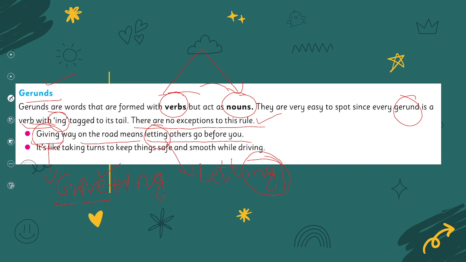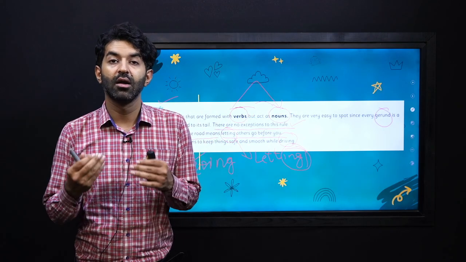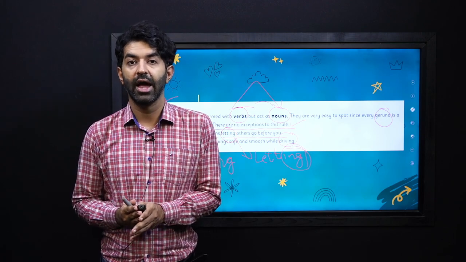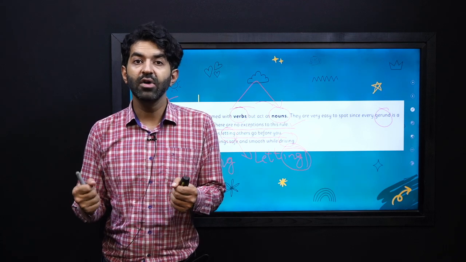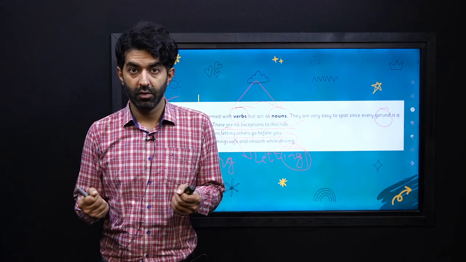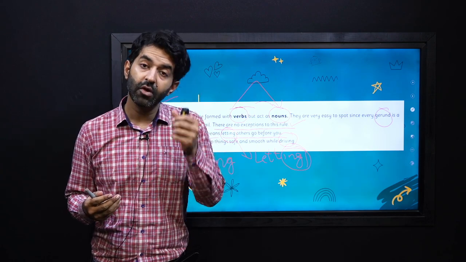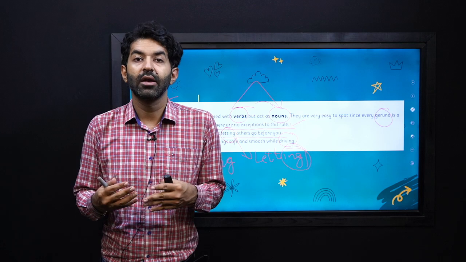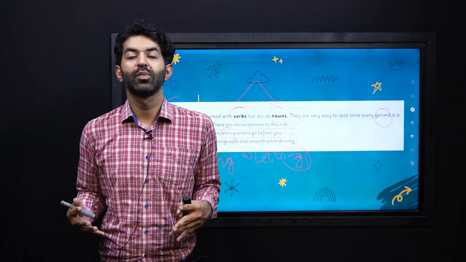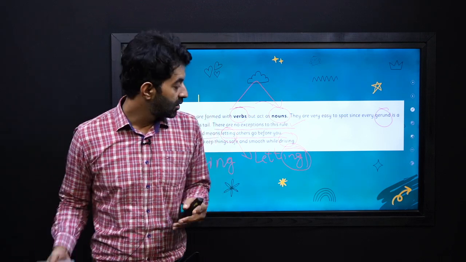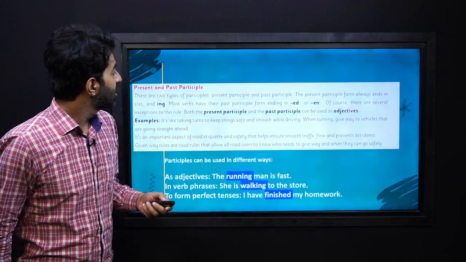The second example is, it's like taking turns to keep things safe and smooth while driving. We have the words taking and driving. They are looking like they are verbs, but they are acting as nouns. Driving is an activity, it's a verb, but if we use it as a gerund, we can call it a noun, and now this becomes a name. Same goes with the word taking.